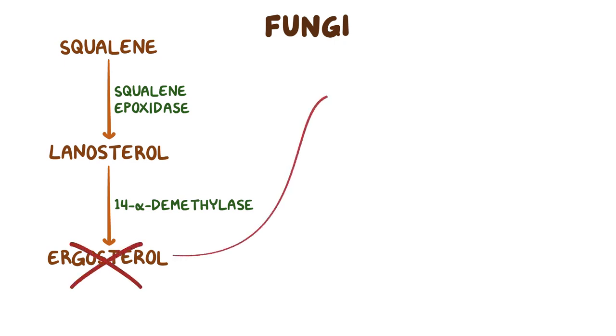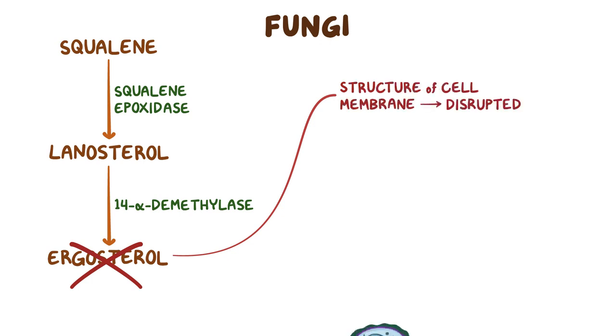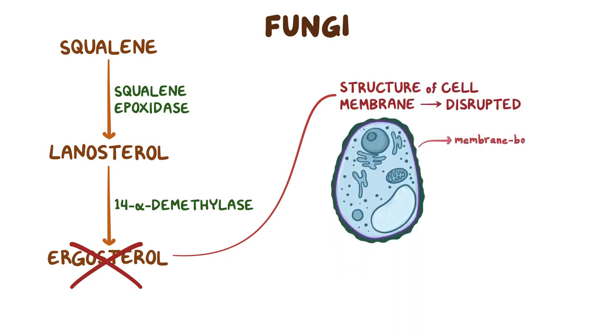Without ergosterol, the structure of the cell membrane will be disrupted. This will cause membrane-bound proteins, like ion channels, to stop working properly. The membrane also becomes fragile, which eventually leads to inhibition of fungal growth.